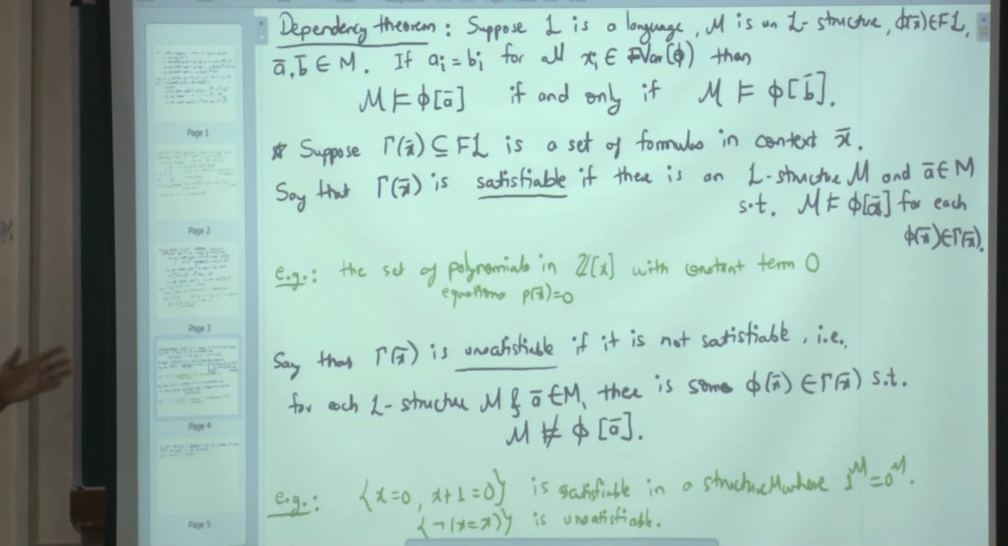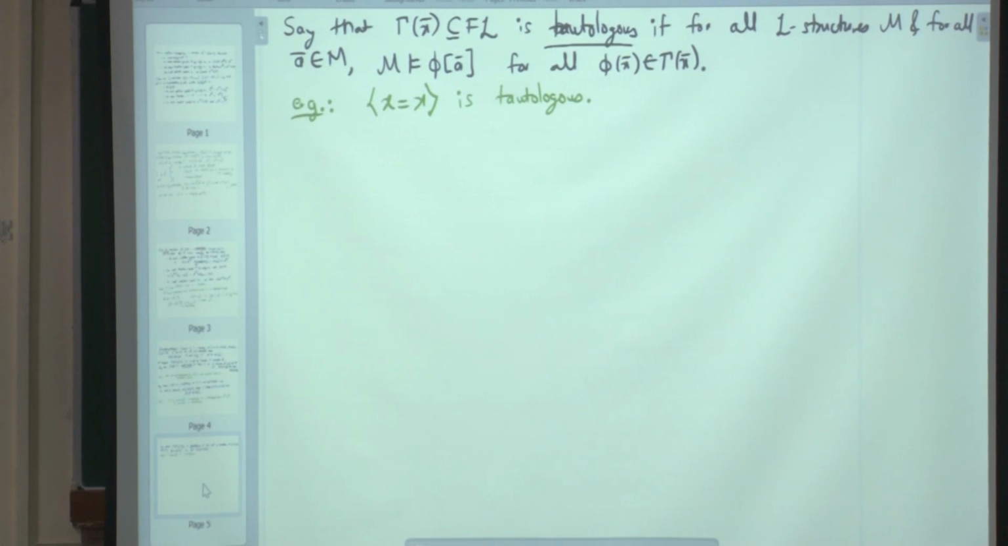Okay. Now, based on this idea, we are going to define something very interesting. And perhaps this is not a surprise to you. Say that gamma, a subset of the set of sentences of L, is a theory if gamma is satisfiable.